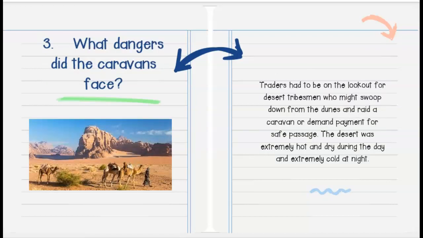What dangers did the caravans face? Traders had to be on the lookout for desert tribesmen who might swoop down from the dunes and raid a caravan, or demand payment for safe passage. The desert was extremely hot and dry during the day, and extremely cold at night.